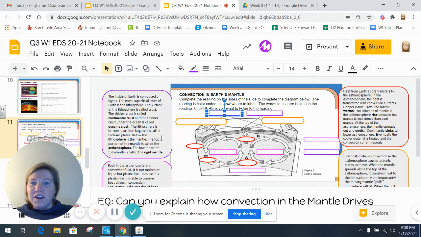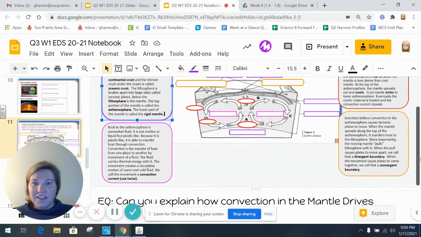Below the lithosphere is the mantle. The top portion of the mantle is called the asthenosphere. The lower portion of the mantle is called the rigid mantle. So take a minute, maybe pause the video, and add in to the purple boxes where you think all of those terms go. I'm going to go ahead and read the pink or light purple now.